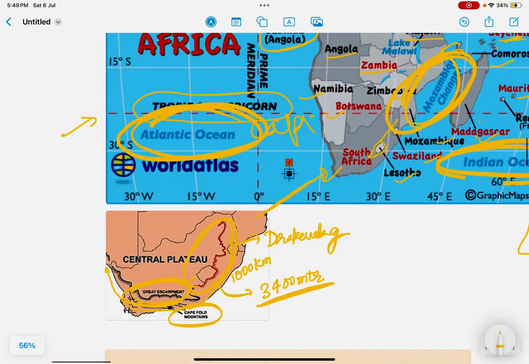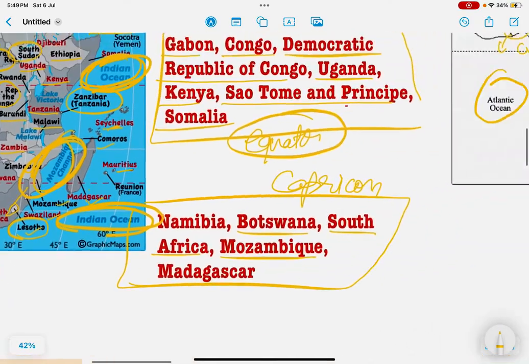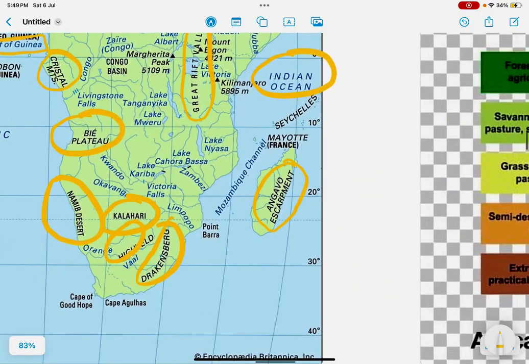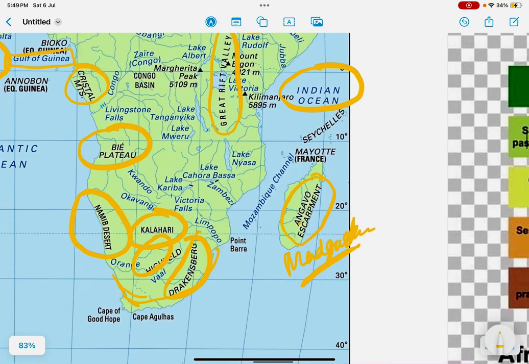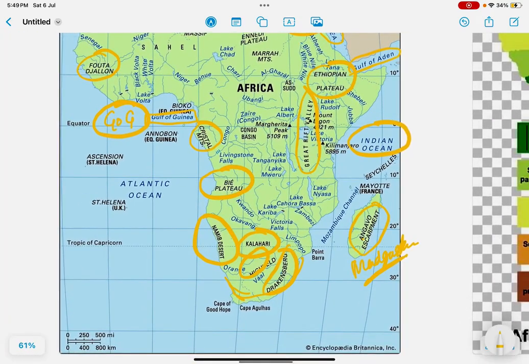This hugs around Lesotho, right? Drakensberg or Great Escarpment. The part of Great Escarpment is here as well. See, this region is Great Escarpment up to here, and this is called Angavo Escarpment in Madagascar. Right? Again, we'll go to this map for different regions now.